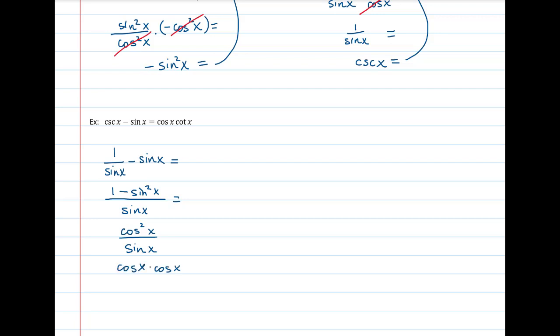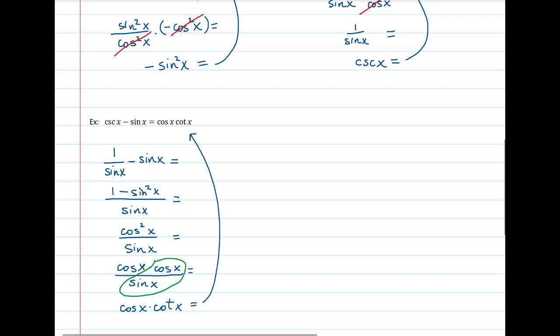I'm going to rewrite cosine squared as cosine x times cosine x, and all of that is divided by sine x. Always keep in mind where you're trying to go. So I'm going to take one of the cosines and divide it by the sine. Using my quotient identity, I know that is equal to cotangent. And so I have cosine of x times cotangent of x, and that's exactly what I have on the right side. And then we're done there.